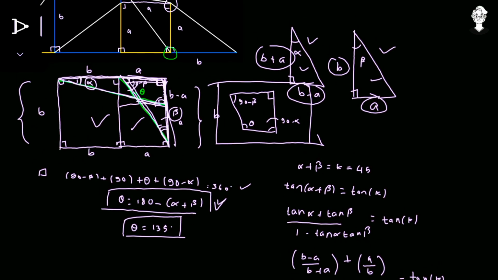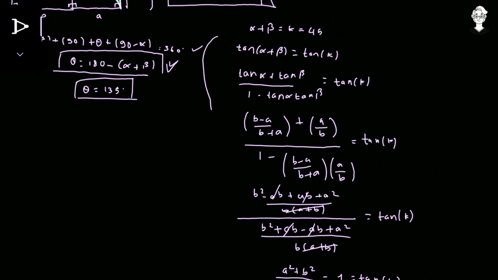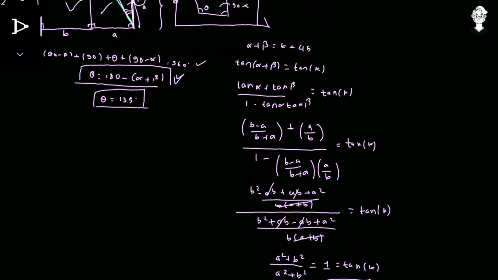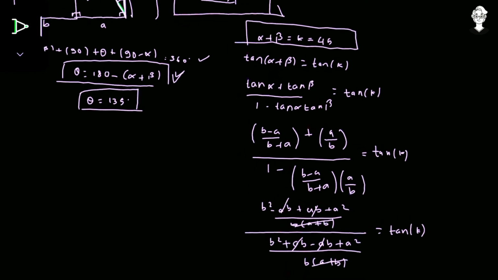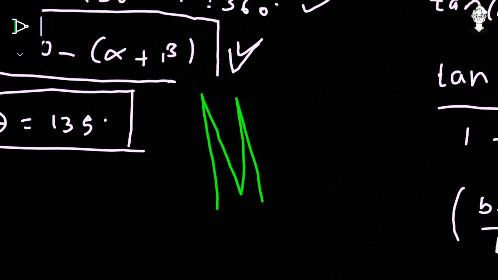Then we can see that from the 2 right angle triangles, we can easily have the values of tan of alpha and tan of beta. Then we generated this particular equation to get the value of k, that is 45, and we have considered k as alpha plus beta. So we got the value of k, that is 45 degree. Hence we put that over there to get the value of theta, that's 135 degree. So this was my method to solve this particular question.